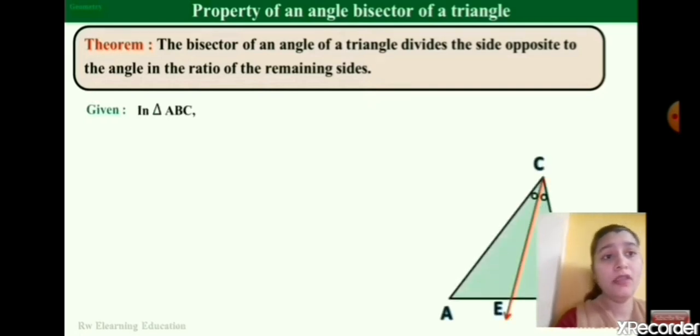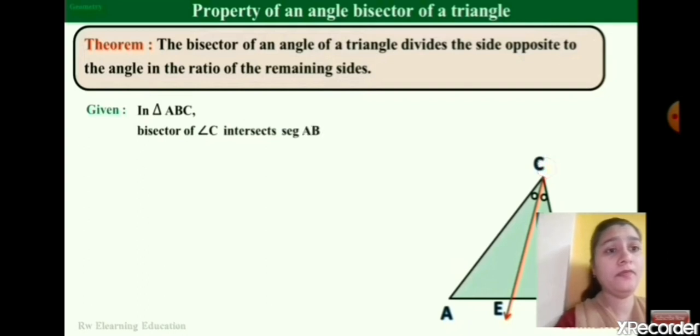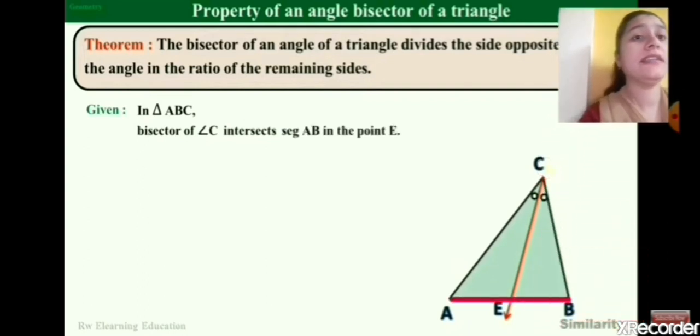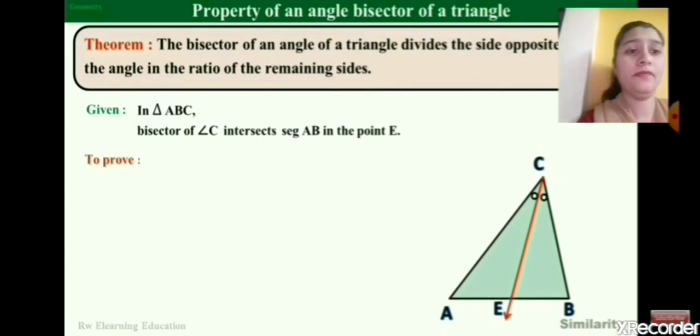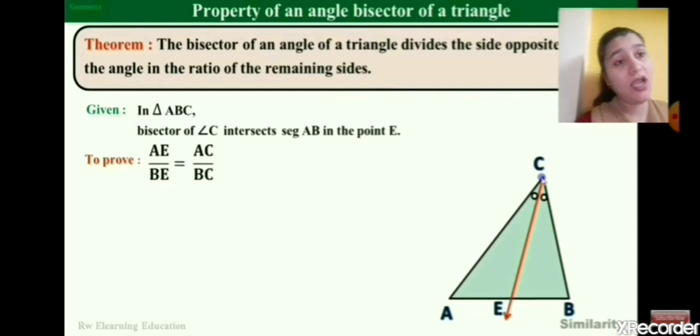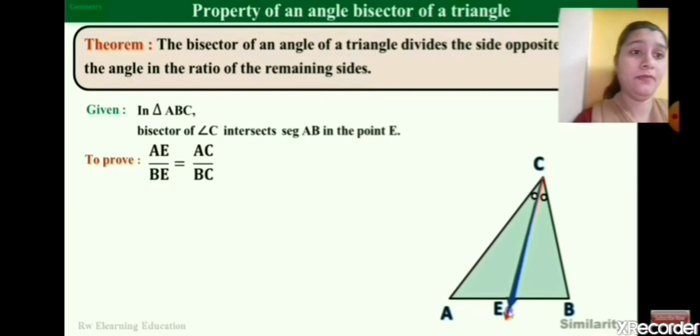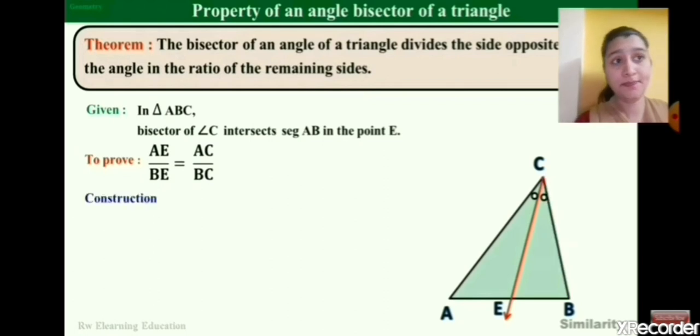So what is given to you? A triangle ABC where the bisector from C intersects segment AB at the point E. You can see point C intersecting at point E on the opposite side, right? Now what you have to prove here is AE upon EB is equal to AC upon CB. What is given to you? Angle ACE is equal to angle BCE as it's an angle bisector, right?